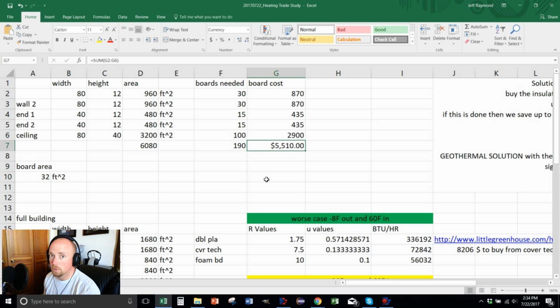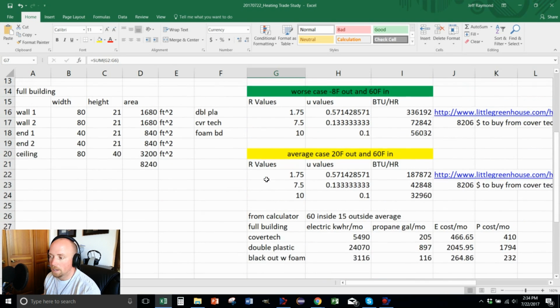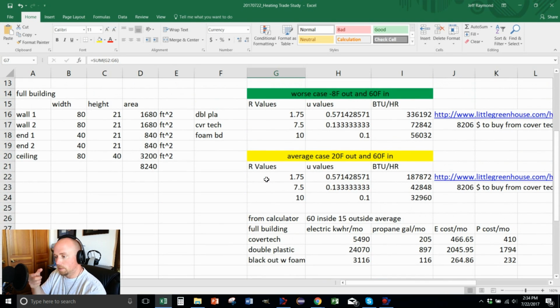But that installation is a real bear. How you do that, you probably have hanging cables with nuts on the bottom of them, and then you have to put it up, take it down. 190 boards that you'd have to store during the summertime, spring and summer and fall times.